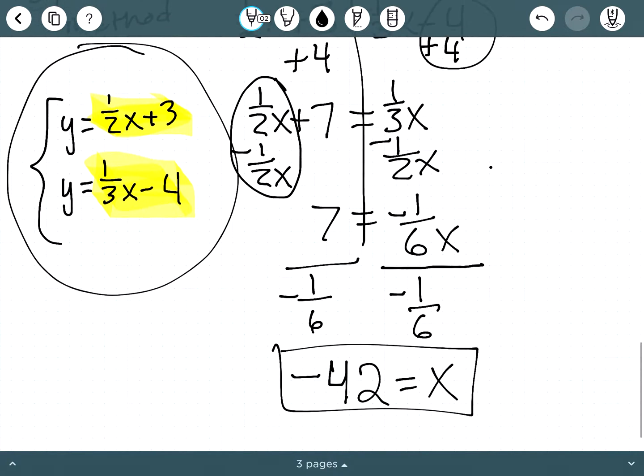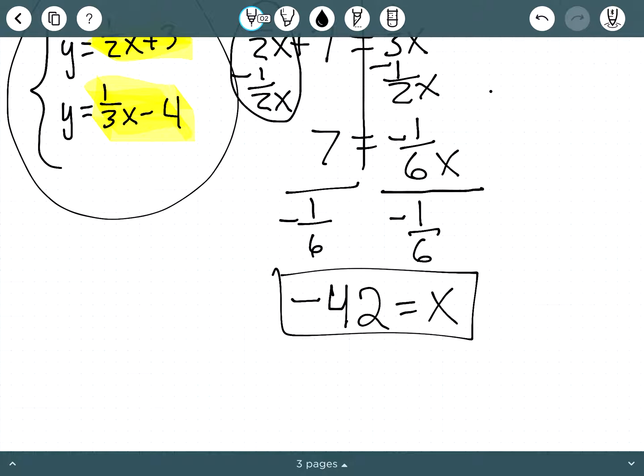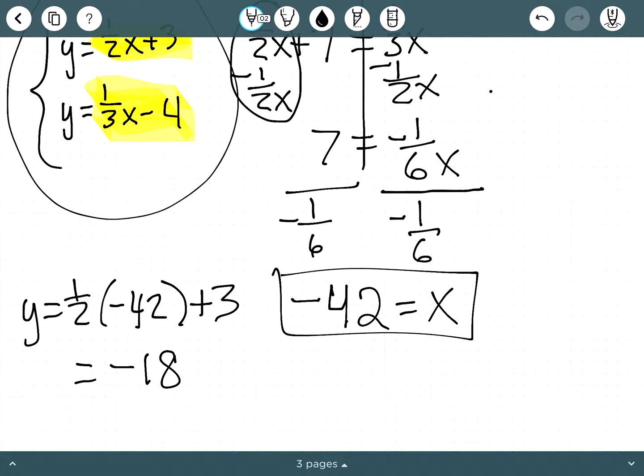So I'm going to do y equals 1/2. We're plugging in for x. Make sure you use those parentheses. Negative 42 plus 3. So again, you could put that into your calculator, and if you put it in, you would do 1/2 parenthesis negative 42 and parenthesis plus 3, and you should get out negative 18, which is what y equals.